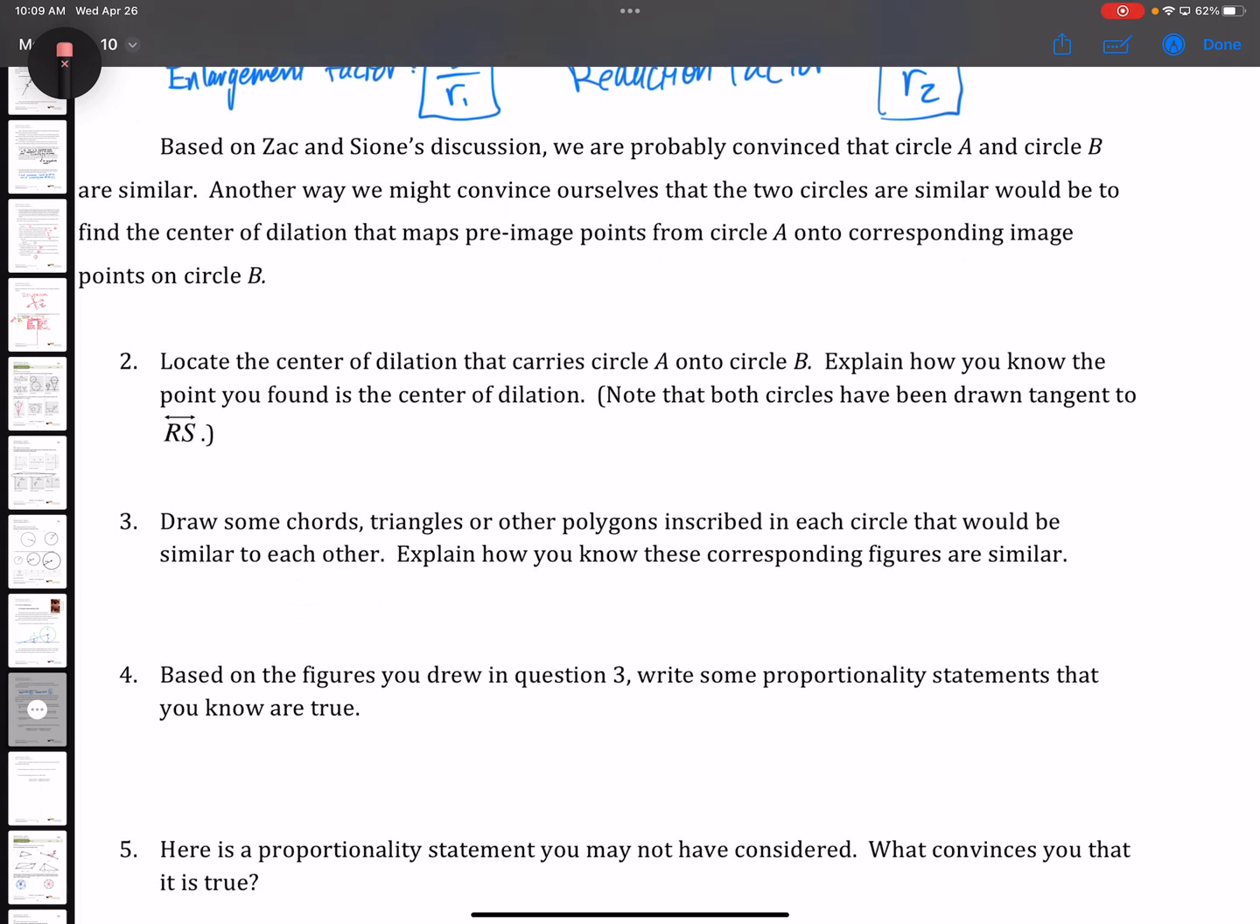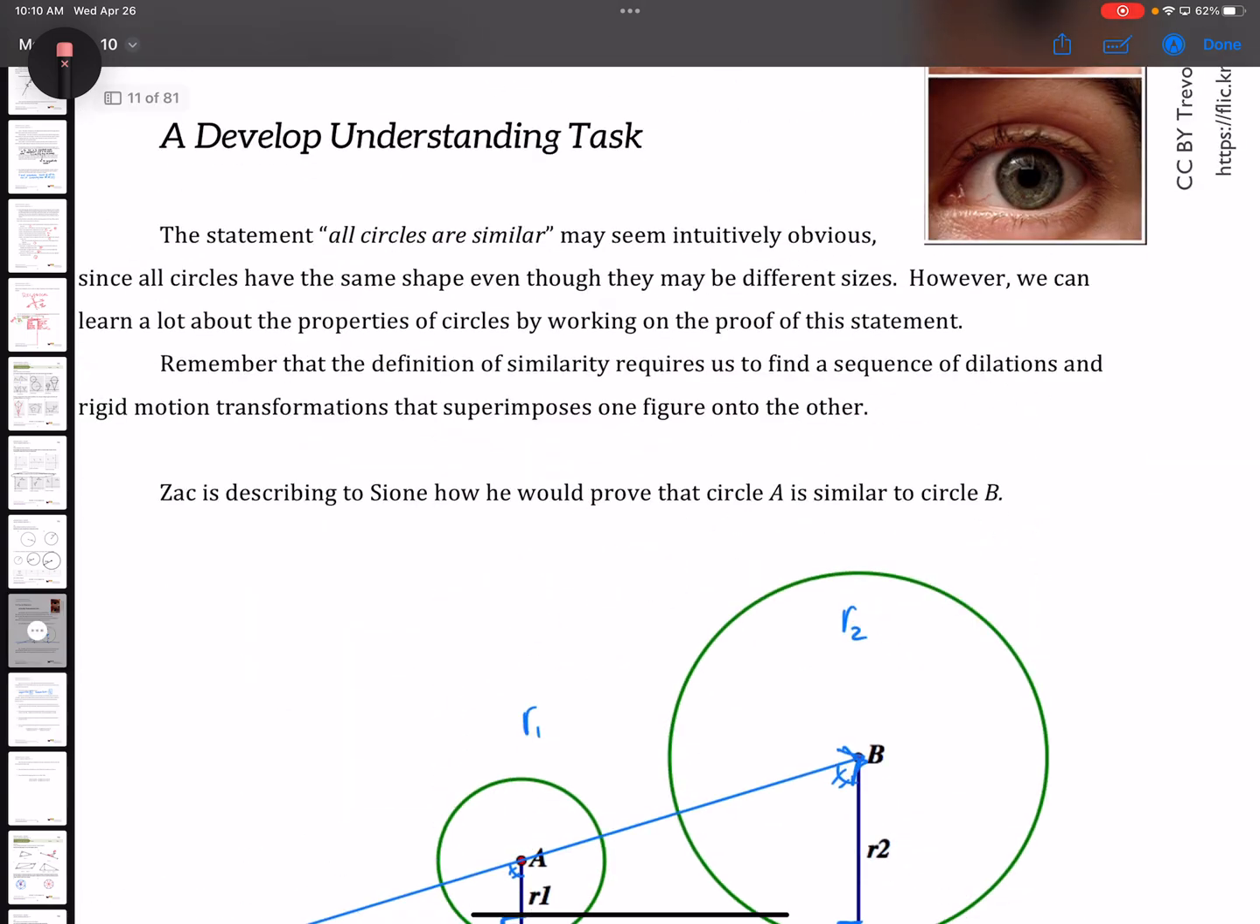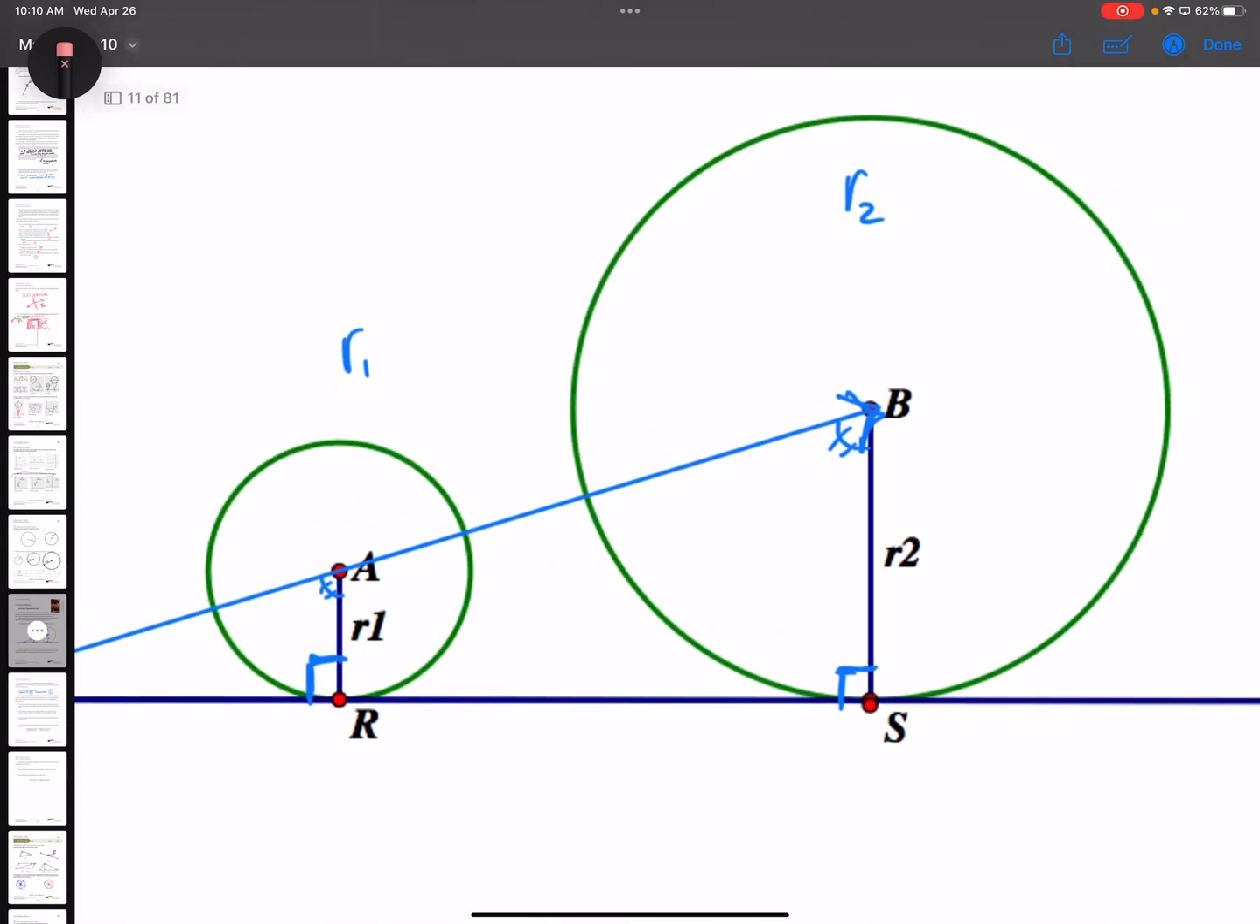Now what I want to see is to have us draw some chords, triangles, or other polygons that are inscribed in each circle that would be similar to each other. So we're going to draw one shape in our circle A, and we need a similar shape in circle B. What about an arc or something like that? No, you can't do a square.